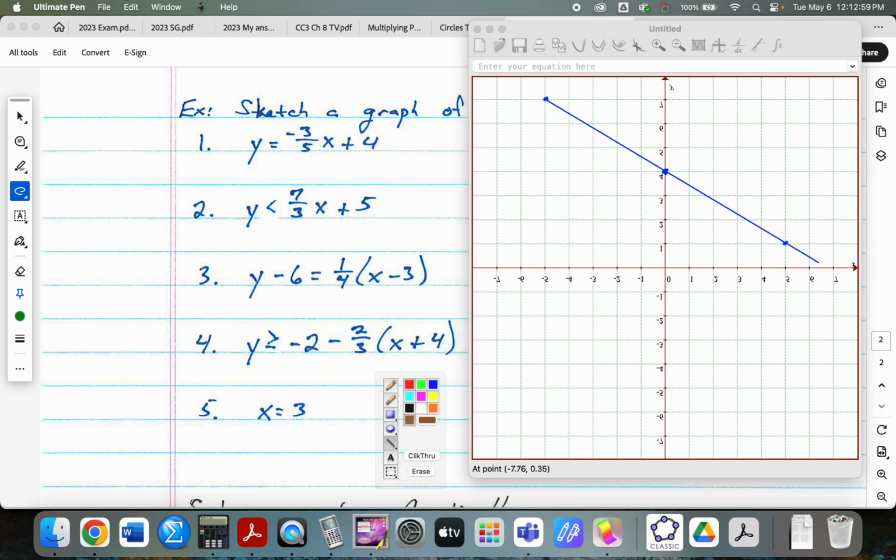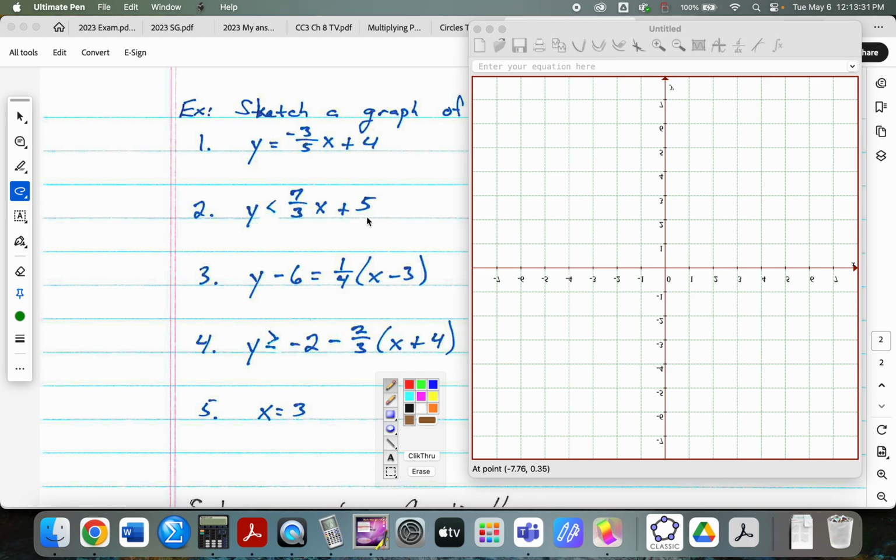I get to cheat because I have a built-in thing that draws them straight. It looks something like that. We can also do inequalities. So let's take a look at that.